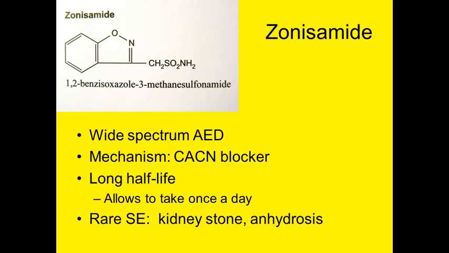Zonisamide. Zonisamide is made in Japan, first of all. It was developed in Japan in the 1980s, and then it was introduced to the United States in 2002 or 3. This is a wide spectrum and safe anti-seizure medication, and the mechanism is a calcium channel blocker. It has a long half-life, so it allows us to take it once a day. So this is good for elderly patients or patients with questionable compliance. Rare side effects include kidney stone and anhidrosis.